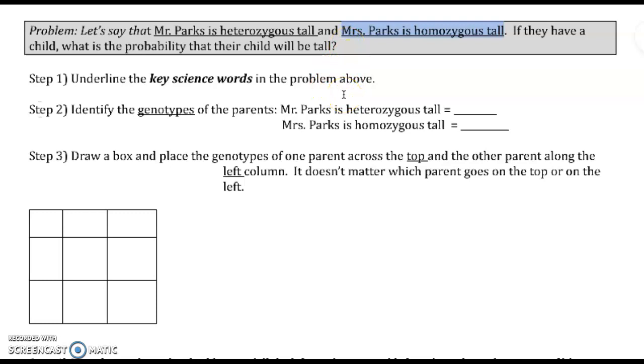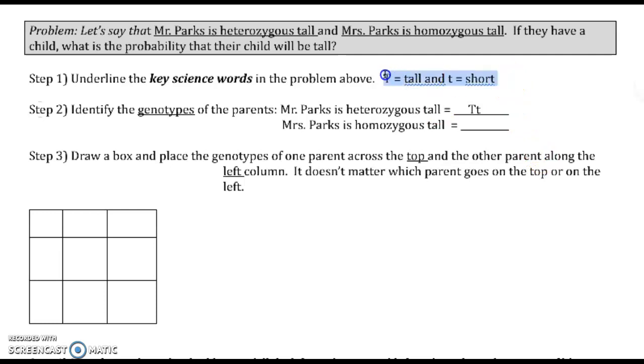So usually when you look at problems, it could be overwhelming, but what you want to do first is convert the problem into its genotypes. So the letters. Mr. Parks is heterozygous tall. So it's telling us in this statement that tall is a dominant trait, because the heterozygous will have a big T and a little t, and the one that is being expressed is the tall. So Mr. Parks is going to be capital T, little t. Let's call T tall. Okay, we're going to say T represents tall, and little t is going to represent short.